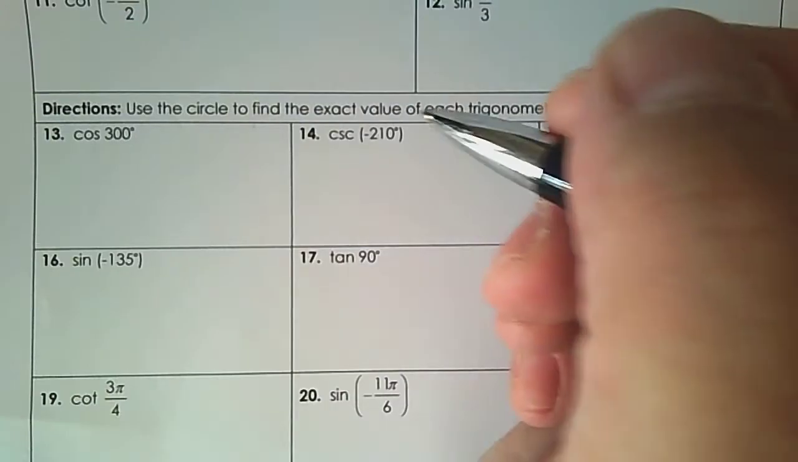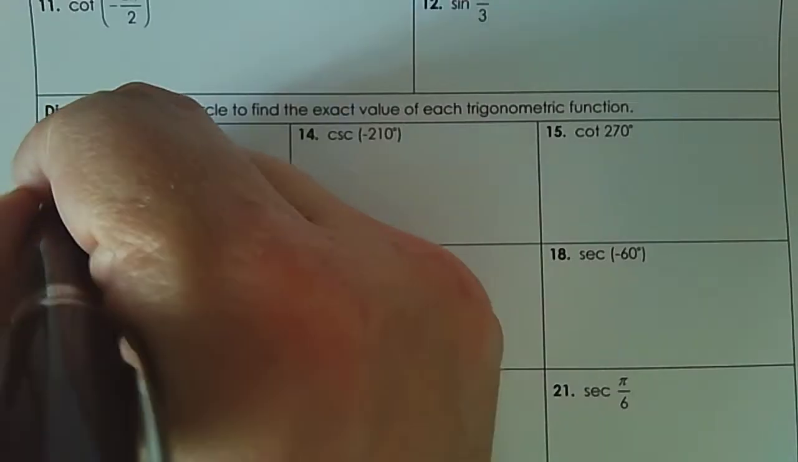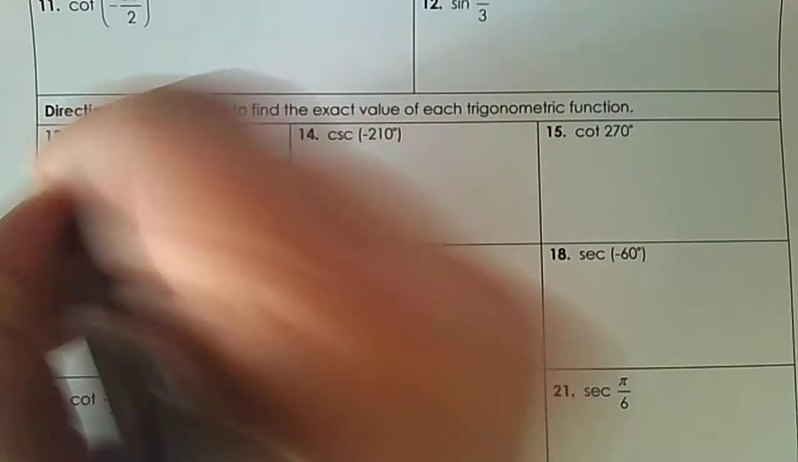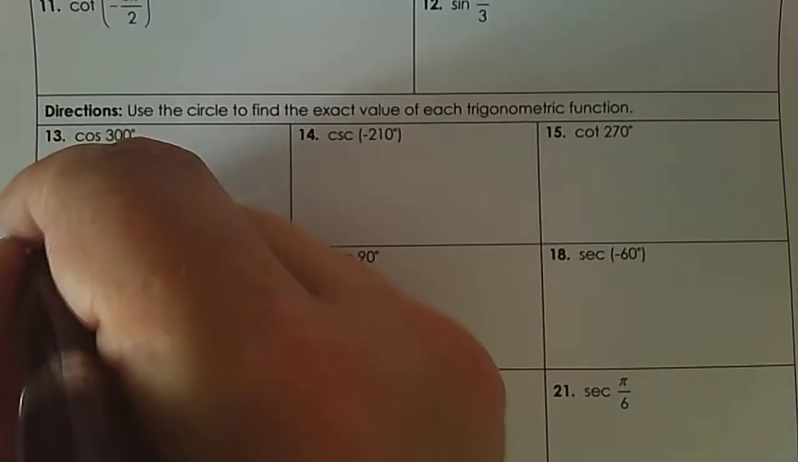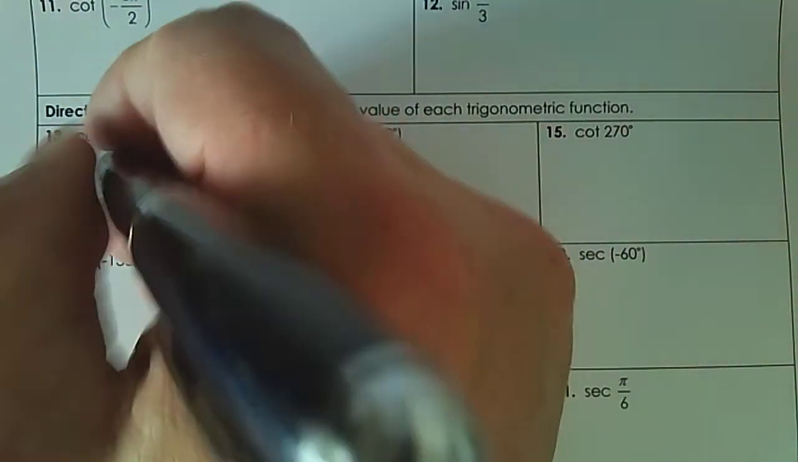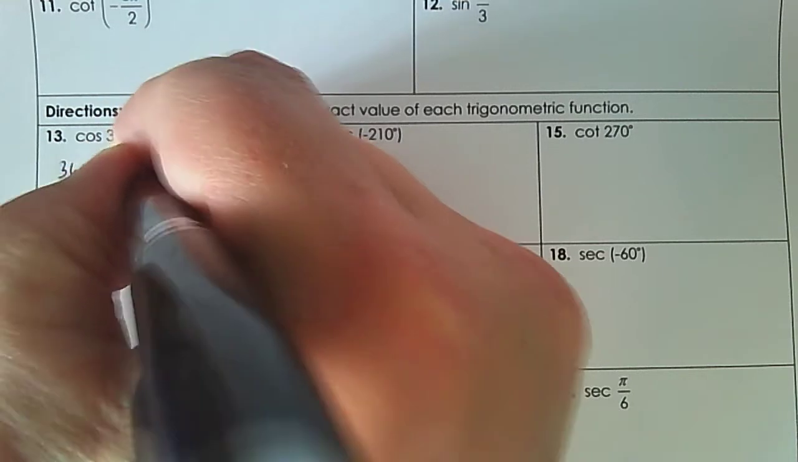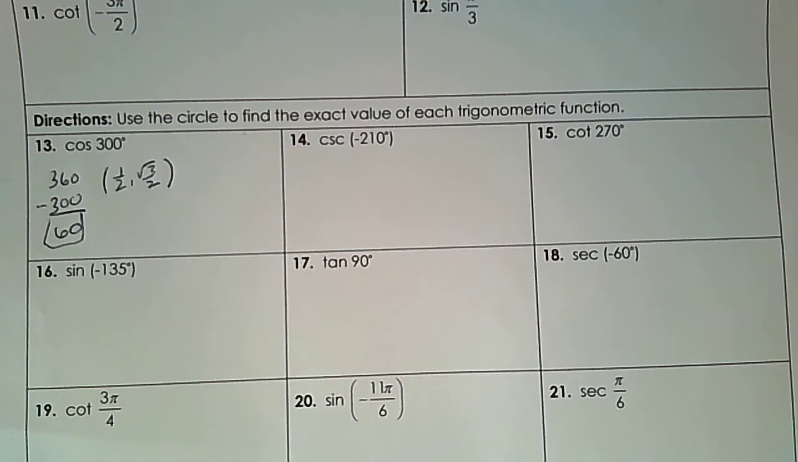So I want to find the reference angle for 300. The two numbers used for a reference angle are 360 or 180. Because it's closer to 360, I'm going to subtract 300 from 360, and I found the reference angle to be 60 degrees. At 60 degrees, the point on the unit circle is 1/2 and root 3 over 2. We need to have that memorized, just the first quadrant.